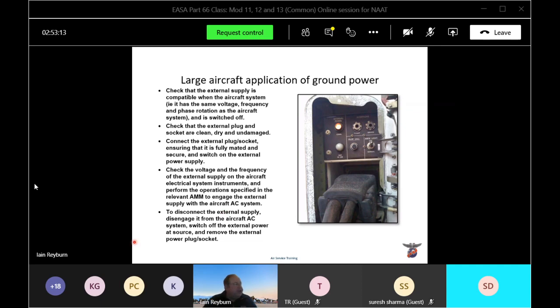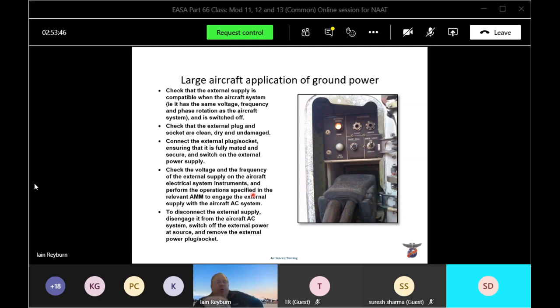So you can see here, gentlemen, whether it's AC or DC, the basics of: is it the correct power unit, correct voltage? If it's AC, correct frequency and correct phase rotation. Both light aircraft and large aircraft: is the power socket clean, damaged, and not been left in the wet? Has it been put in correctly?